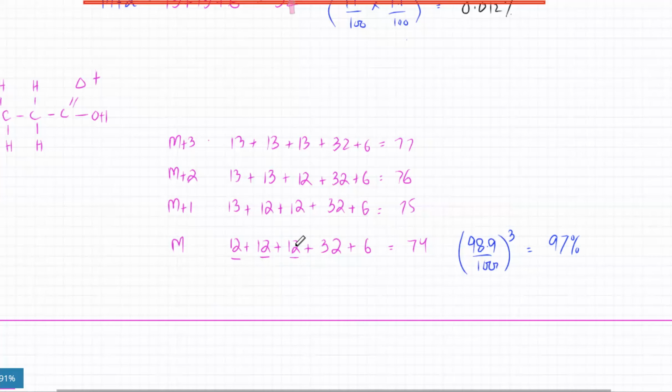Or फिर इसका क्या chance है कि what if one of them is 13, right? So what if one of them is 13? That would be 1.1 divided by 100 into 98.9.